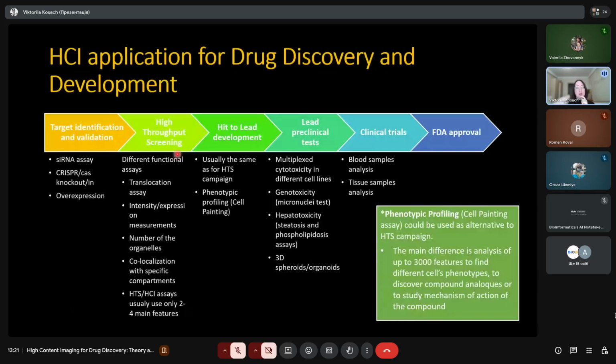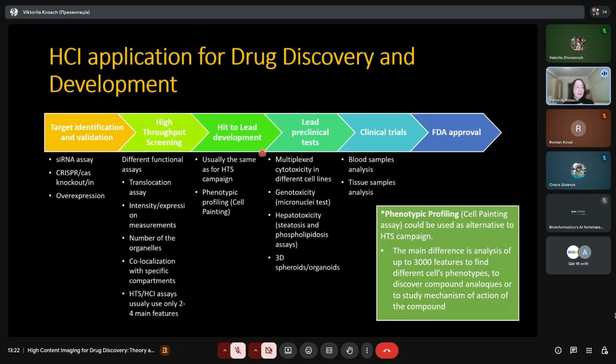After the high-throughput screening, you will receive some amount of compounds that inhibit, for example, your target. These compounds are called hit compounds. So you take them to the next step, and it's called hit-to-lead development or lead optimization. So from these hit compounds, you will choose one or several that you will work further to the market if you will be successful.